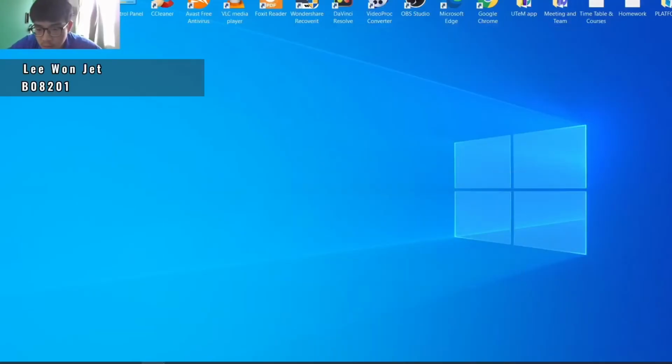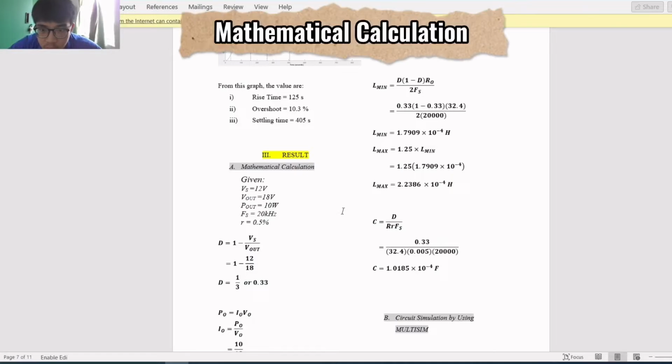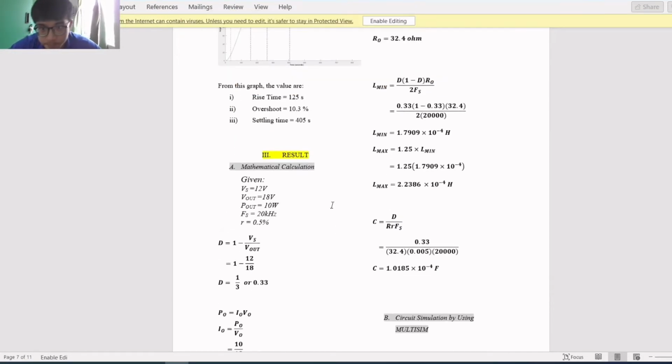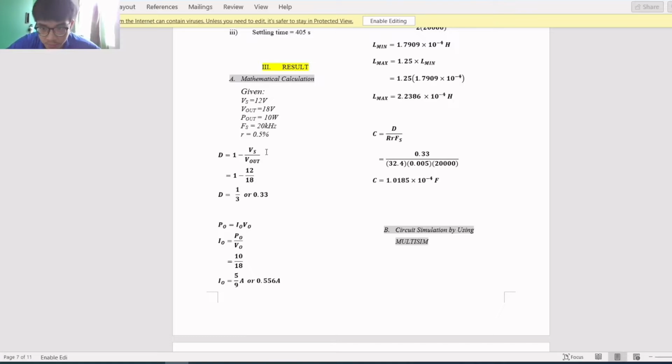Sir, I'm engineer Lee Wonjet, and I'm presenting the part on the mathematical calculations and also the simulation using Multisim. For the parameter requirements for our assignment, for our project, we are given Vin, which is Vs, equal to 12 volt, and Vout supposed to be 18 volt. In this assignment, we are using 10 watt of power and also a frequency of 20 kilohertz. And the ripple ratio is 0.5%.